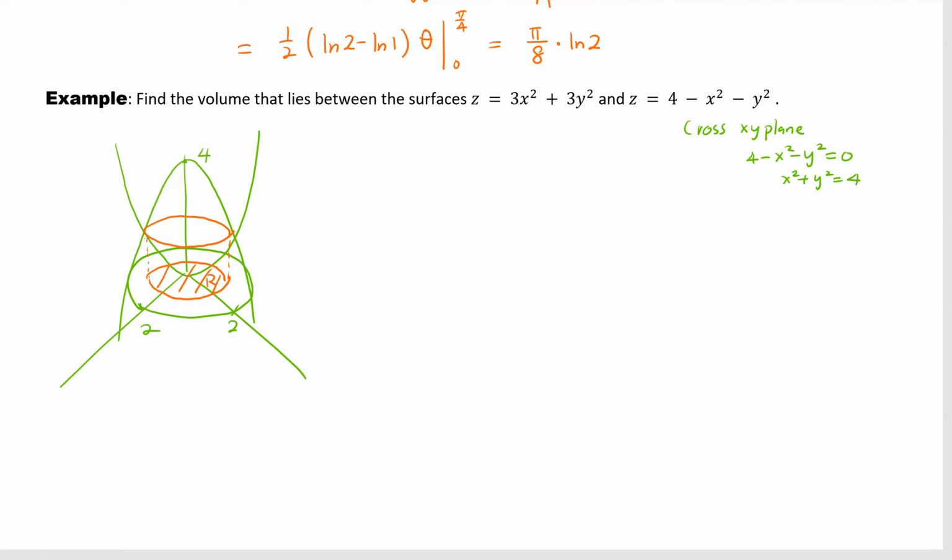So in this example, we have to be very careful because the region R is not x squared plus y squared equals 4. It's wherever they intersect, because we're looking for the volume that lies between the surfaces. We need to find where they intersect. Okay, how do we find where they intersect? Well, solve the system of equations.